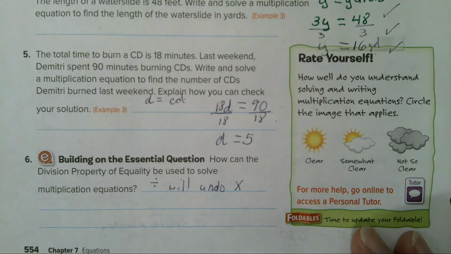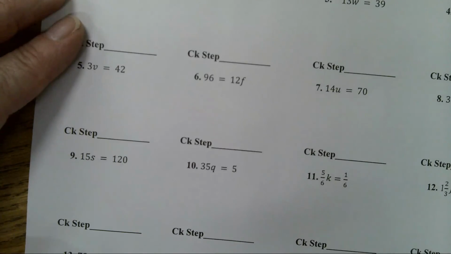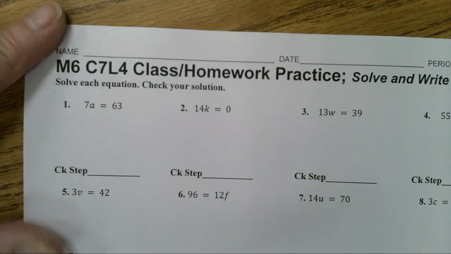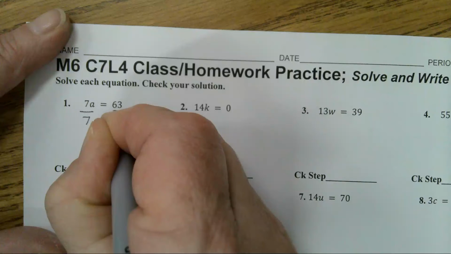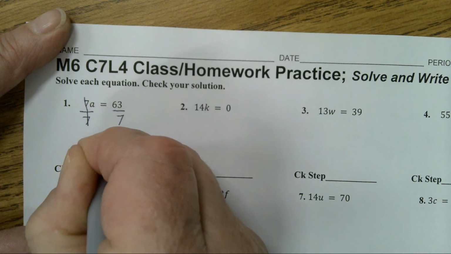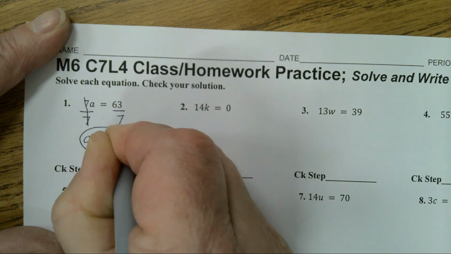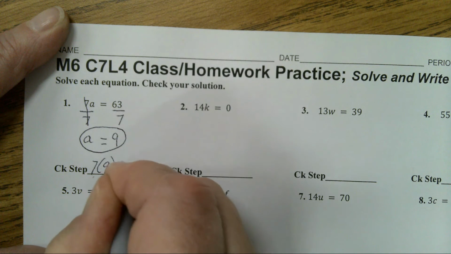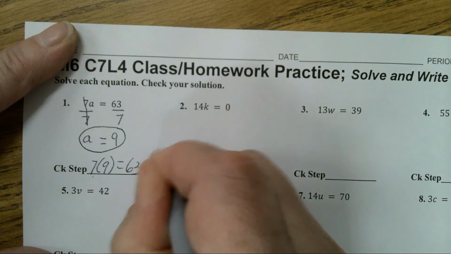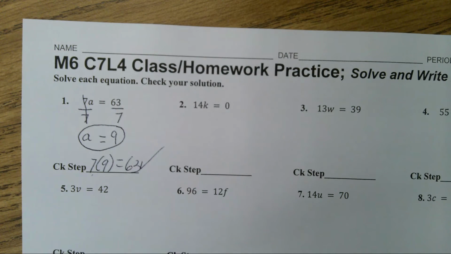And on the worksheet, you'll like it because I will expect you to do, like in this one, divide by 7, divide by 7. Line up your equal sign. A equals 9. Circle the answer, and then the check step. Does 7 times 9 equal 63? Yes, it does.